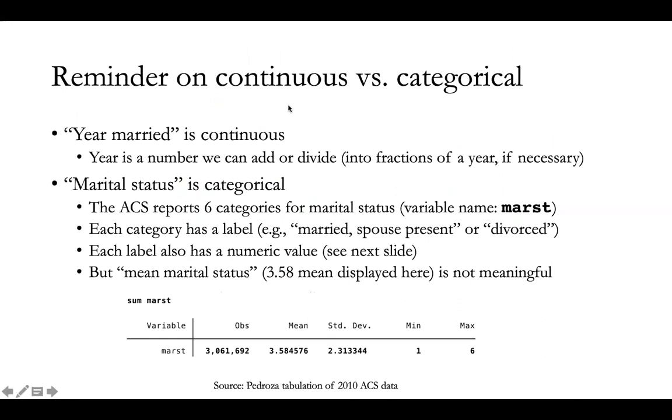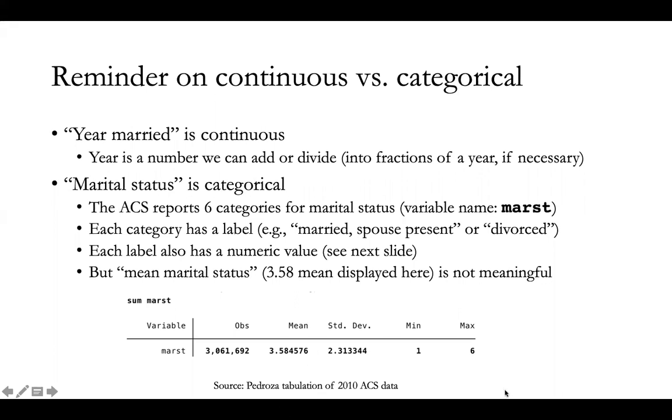It's time for a reminder on continuous versus categorical data. Year married is continuous. Year is a number. It's a number that we can perform statistics on because we can add it, we can divide it, and we can think of a fraction of a year, for example months or some subset of a year. So year married is continuous, but by contrast, marital status is categorical.